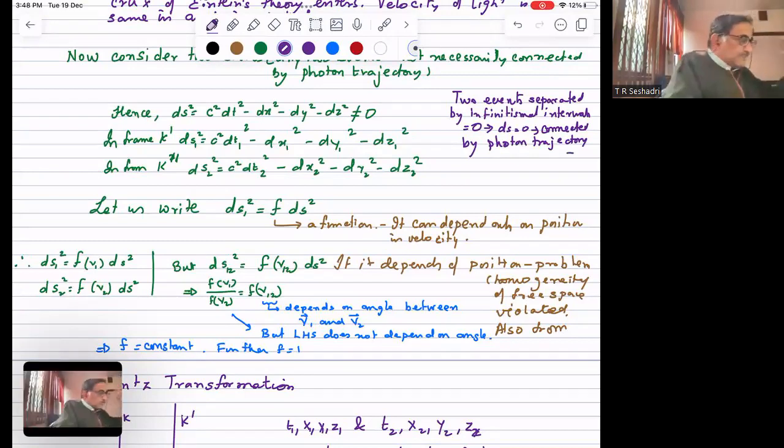But two events need not be so. Suppose at some position and time I flip a coin, and at another place I flip another coin at some position and time. There is no reason that if a photon is emitted when the first coin was flipped, the second coin will flip exactly when the photon reaches there. There is no necessity of this kind, right? They are independent events.